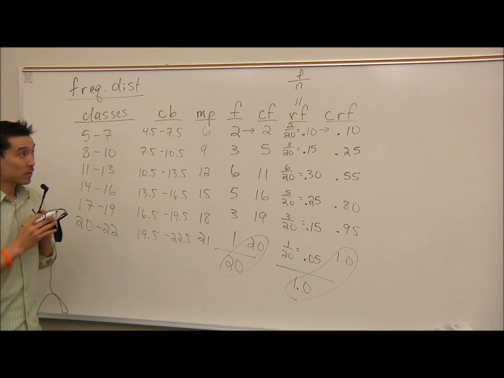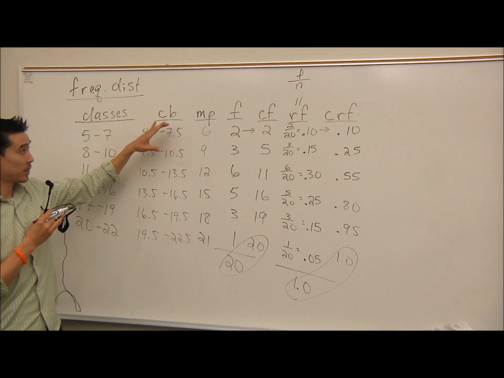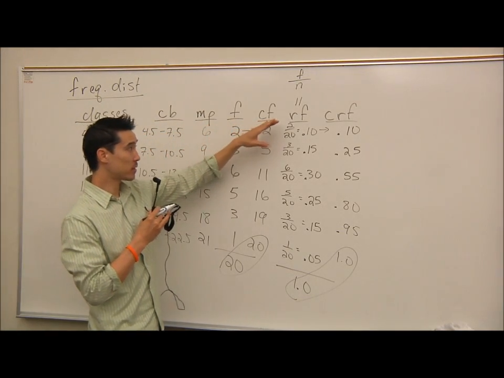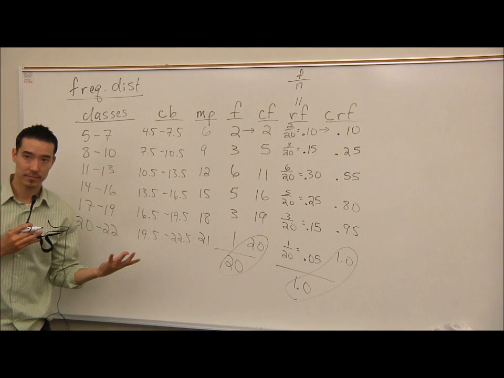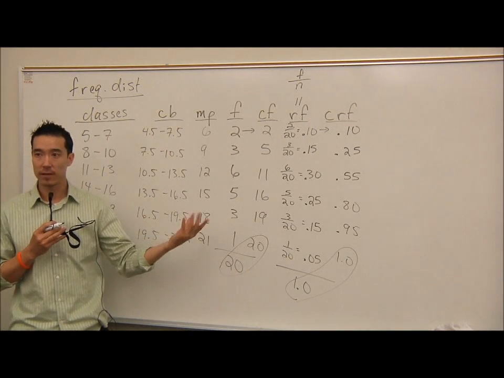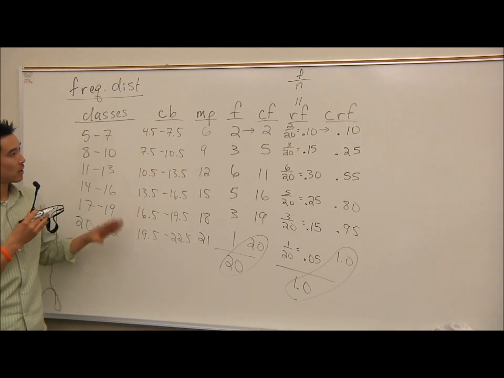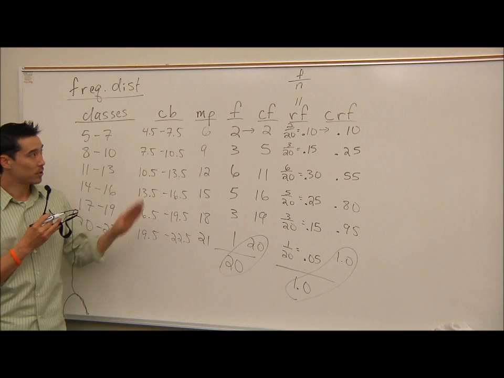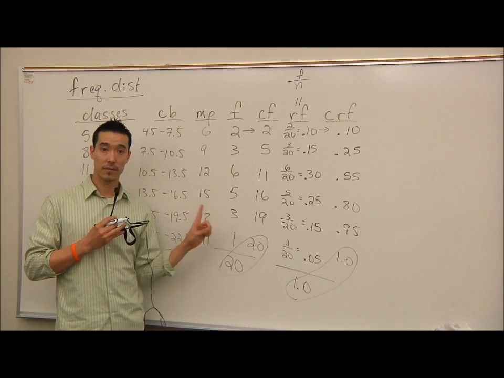Okay, on your first test, this is all I could ever ask for. Classes, class boundaries, midpoints, frequency, cumulative frequency, relative frequency, and CRF. Okay? This is everything. All right? And I might say find everything, or I might say find a few of these, but you need to know how to do all of these. Okay? Are there any questions on this frequency distribution and what each of these things mean? This is definitely on your first exam.